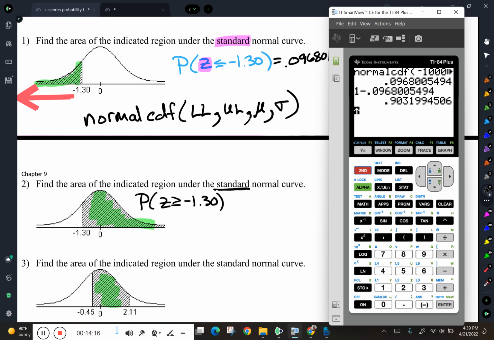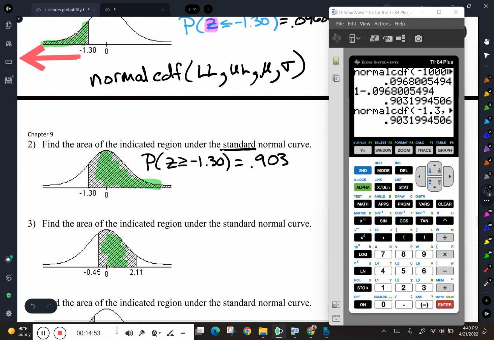So I'm going to go and check to make sure I can get this right. Normal distribution, normal CDF. I now have a lower limit of negative 1.3. I don't have an upper limit, so I'm just going to put in a stupid big number. I still have a mean of 0 and a standard deviation of 1 because it's a standard normal curve. I'll paste that back in, and what do I get? 9031994506. So 0.903, round it wherever they tell me to round it in the problem.